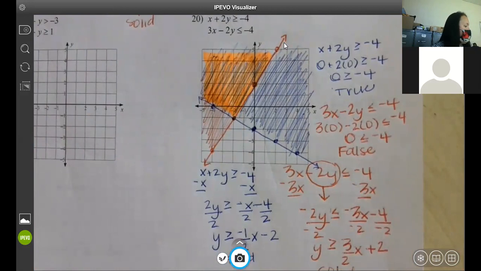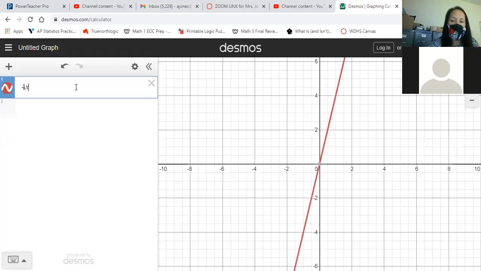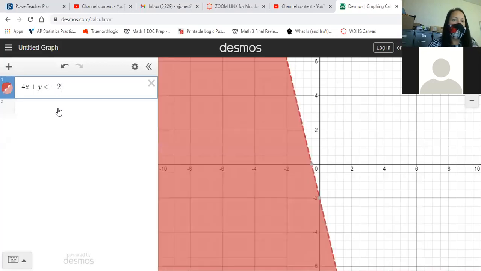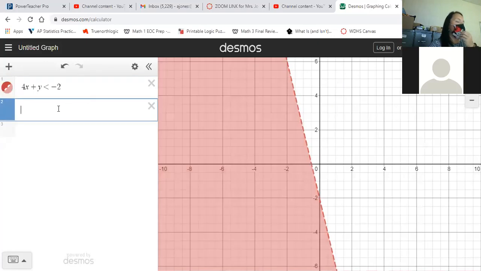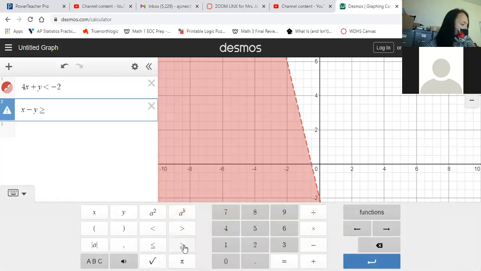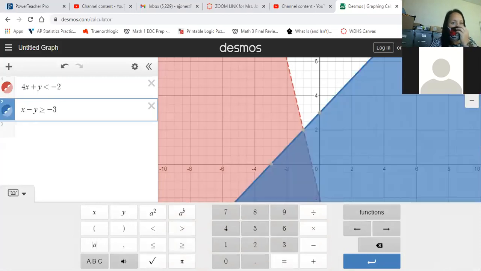So now I'm going to go back in Desmos and show you 18 and 19, okay? The other ones are easy. They're just y equals or whatever. So I'm going to stop sharing this. Give me just a minute to pull it up. And then we're going to look at Desmos. So 18 says 4x plus y is less than -2. And you guys can see that it's dashed and where it's shaded. And then you're going to do the other one, x minus y. But remember, to get greater than or equal to, you got to go down here, -3. And then there you can see your answer.